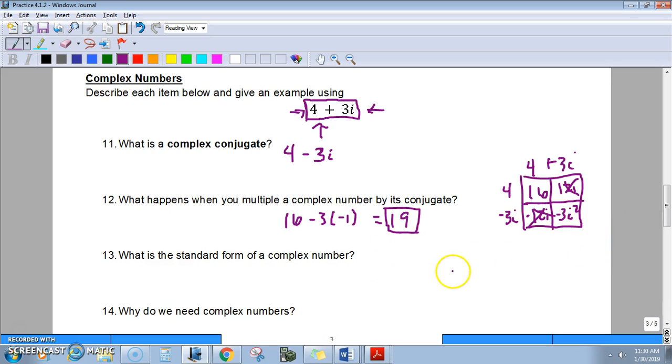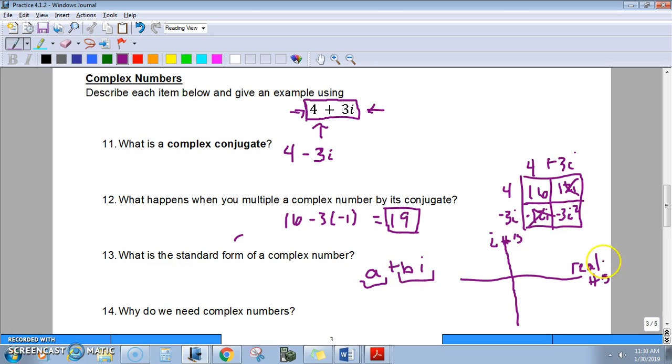What is the standard form of a complex number? That is a plus bi. The way I think about it, the a is the real, the b is the coefficient of the imaginary, and i is the imaginary. You can always think of complex numbers as being a point on a plane where, instead of the x-axis, we have the real numbers, and instead of the y-axis, you have the imaginary numbers.